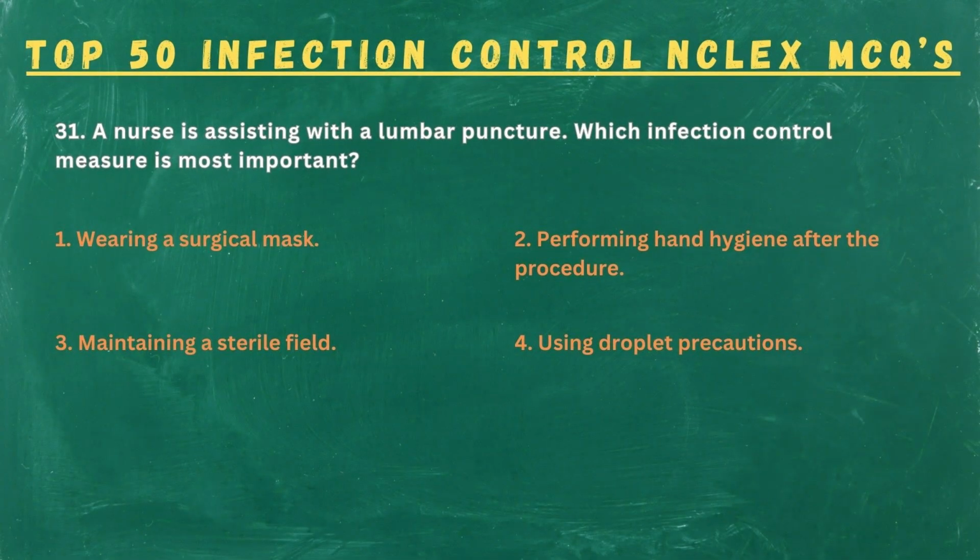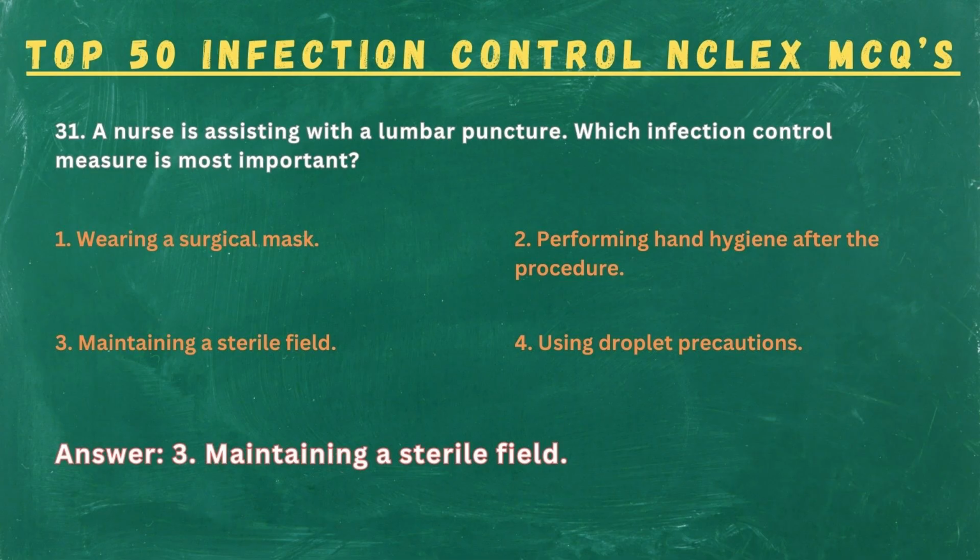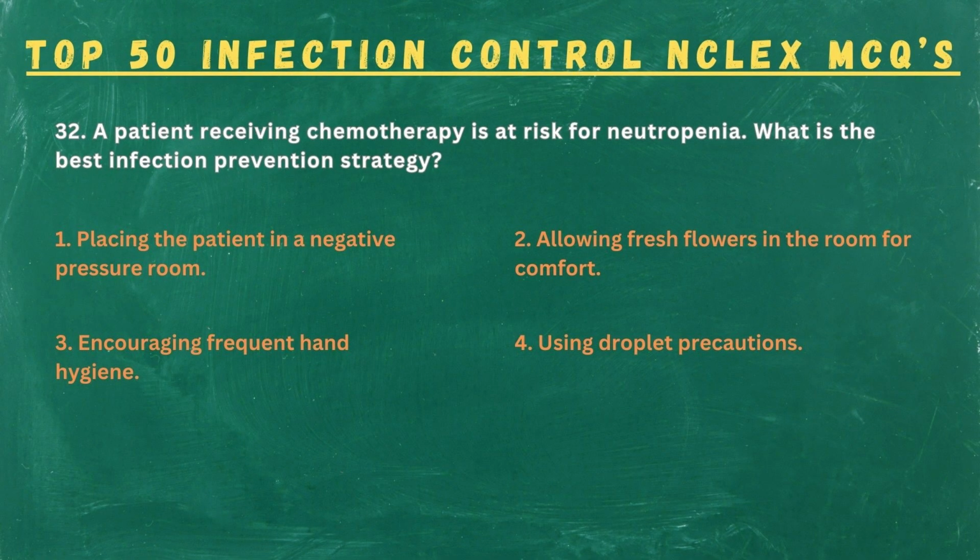31. A nurse is assisting with a lumbar puncture. Which infection control measure is most important? 1. Wearing a surgical mask. 2. Performing hand hygiene after the procedure. 3. Maintaining a sterile field. 4. Using droplet precautions. Answer: 3. Maintaining a sterile field.